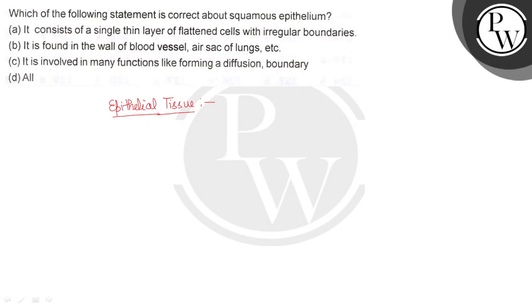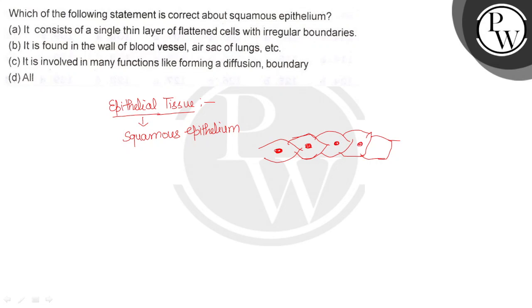And when we talk about the squamous epithelium, this type of epithelium is composed of flat cells with irregular boundaries. The boundaries of these cells fit together like the tiles on a floor. So these are the flat cells, and where there is a nucleus, they show some bulging. This is the bulge part which shows that here in the middle portion there is a nucleus.